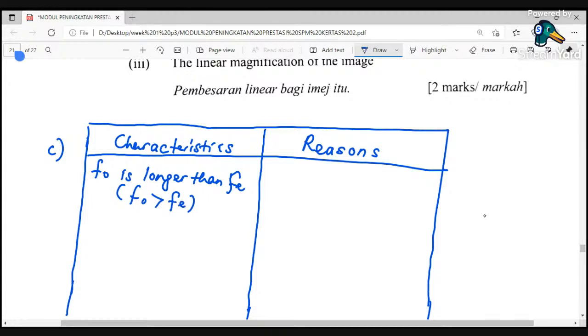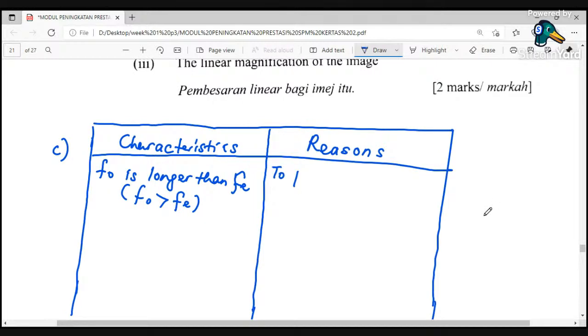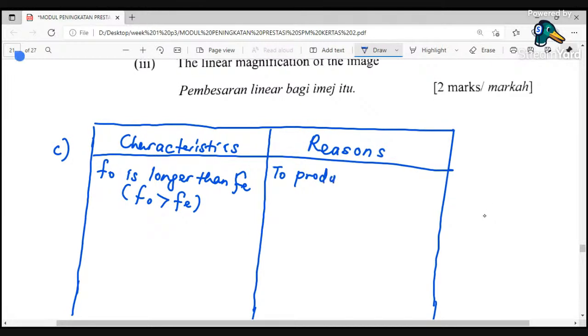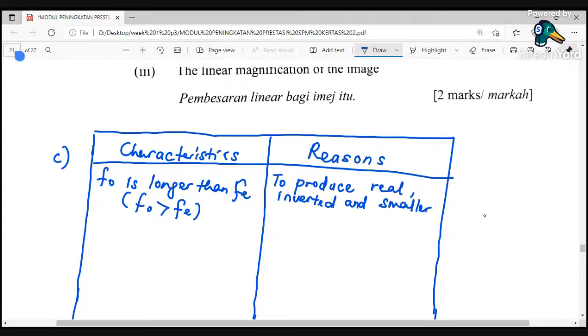Reason: to produce a real, inverted and smaller image. Because this one actually we refer to the objective lens.